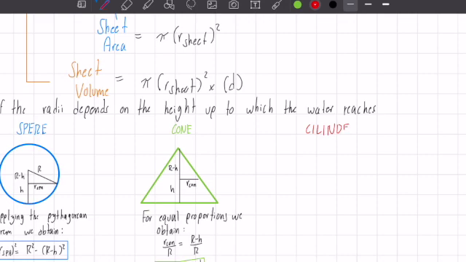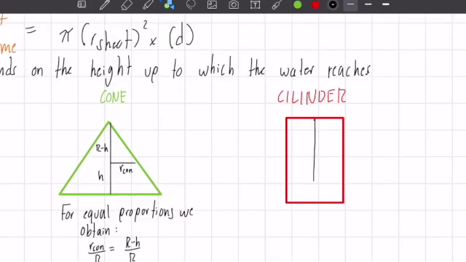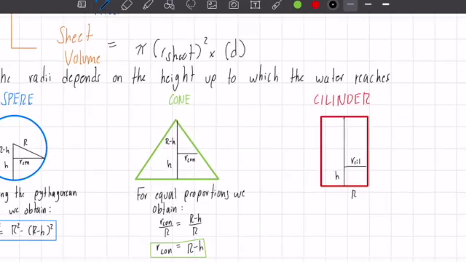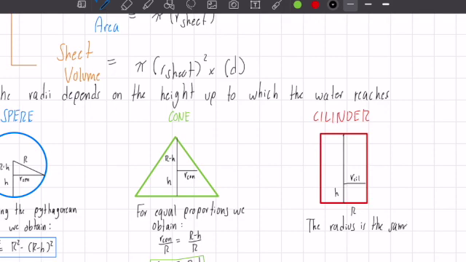Finally, to obtain the radius of the sheet of the cylinder, we have to remember that the radius of the sheet is always the same independently of the height of said sheet. And thus, we get the following formula. R of a cylinder is equal to R.